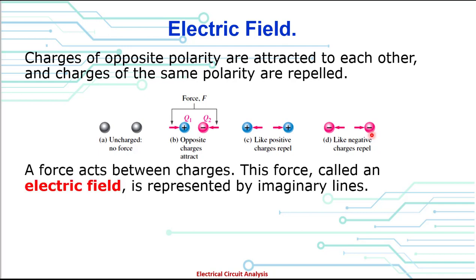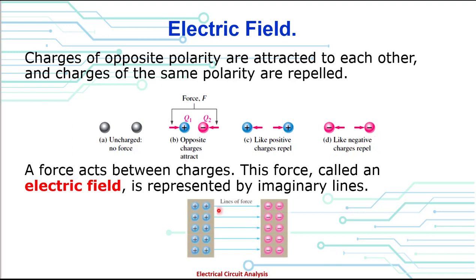The force which acts between charges is called the electric field, and it is represented by imaginary lines. Here in this figure you can see there's a collection of positive charge, and here is a collection of negative charge. If these collections of negative and positive charges are separated by some distance, you will have a force of attraction between them, and that force is called the electric field, and it is represented by these lines of force. These are imaginary lines of force which represent the electric field.